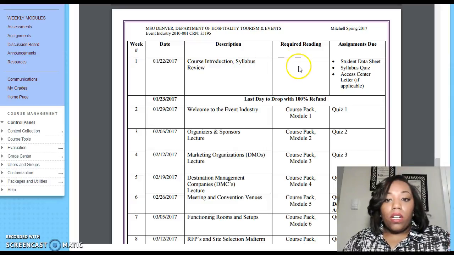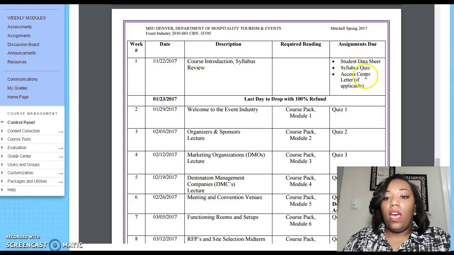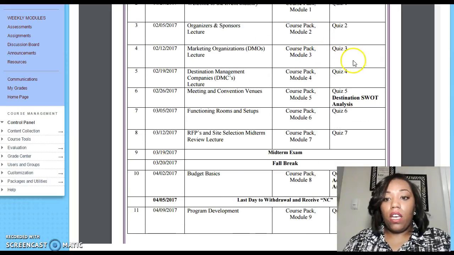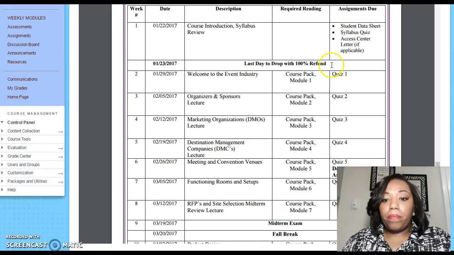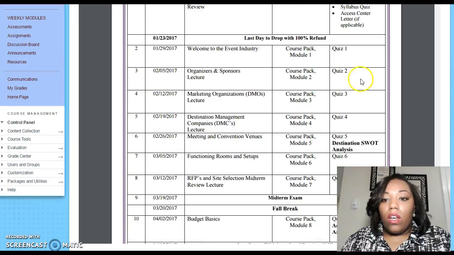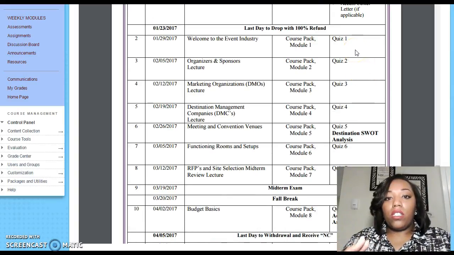If there are required readings, this is where they will go. And this column is what is actually due that week. I will be updating this because I did not realize that discussion questions are not in here. Each week you will have a quiz as well as the discussion questions that are due every week.